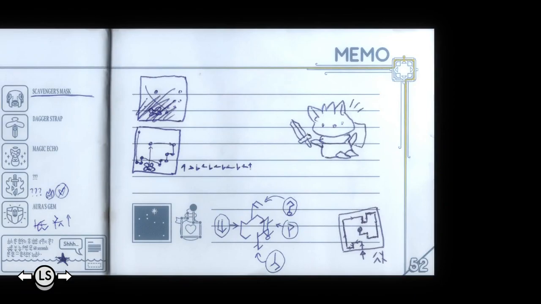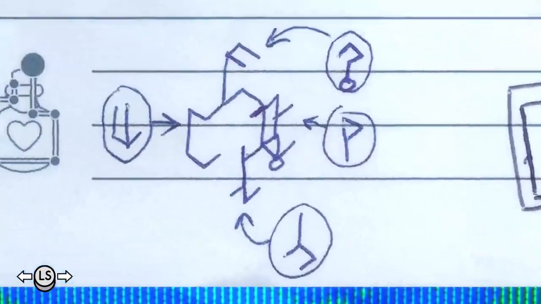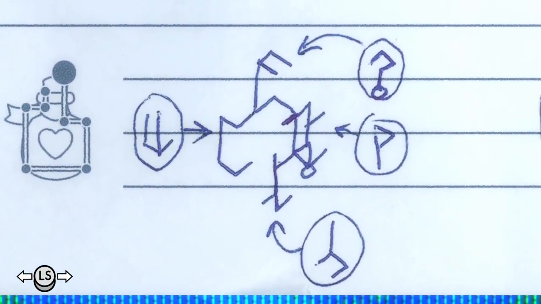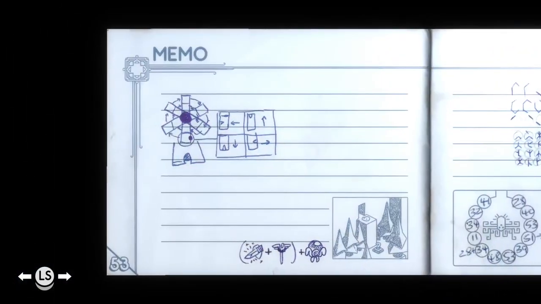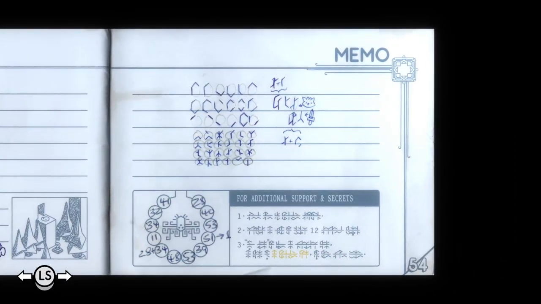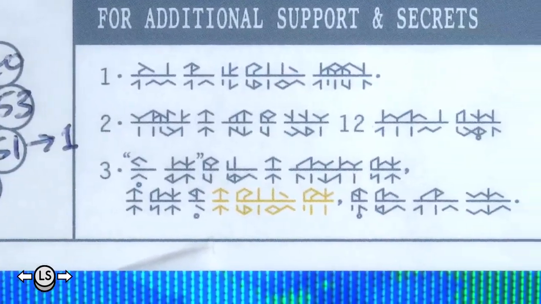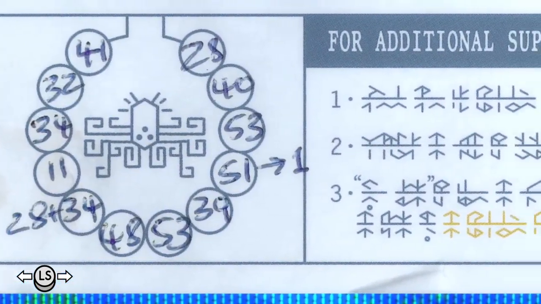Okay. Nothing new on this page except this, which the inner symbols say nor, we, sao and is, and then the outer symbols say up, le, rai, and dao. I translated it in my notes. Oh, and here we are at the very end. For additional support and secrets, this might give us some much needed hit tips.